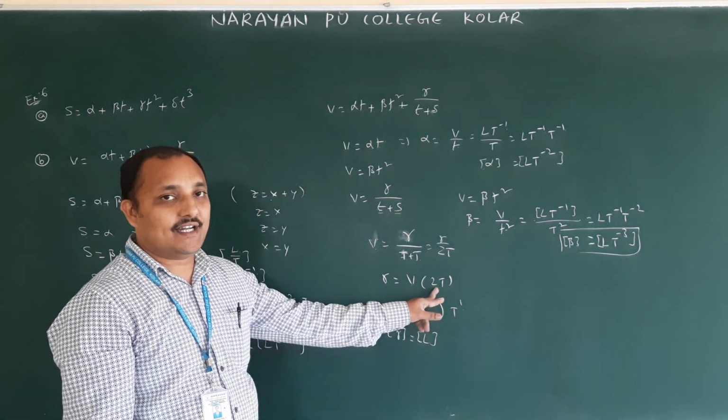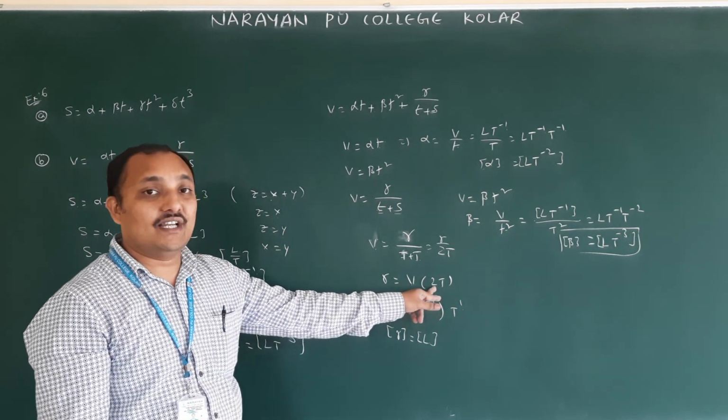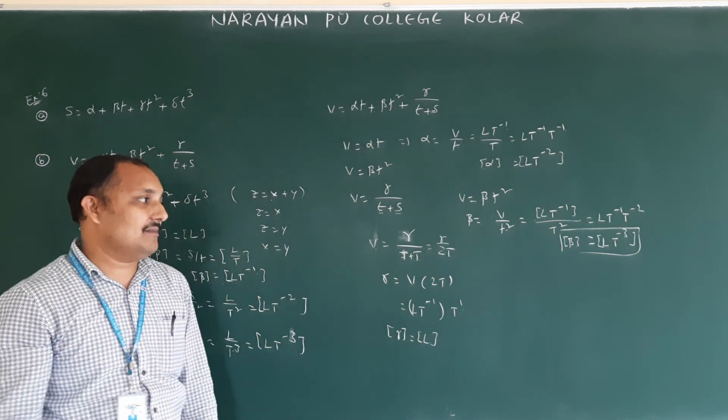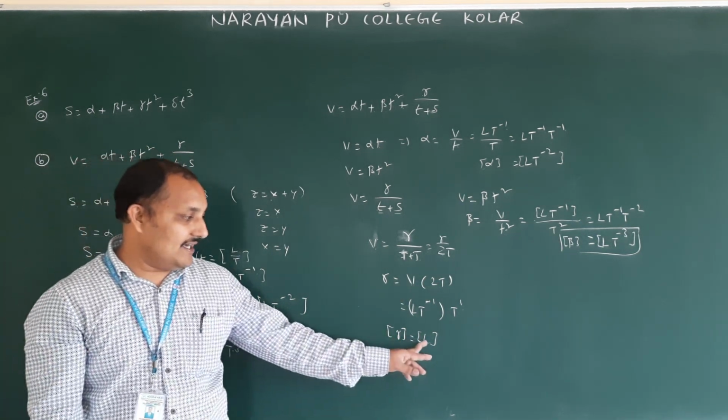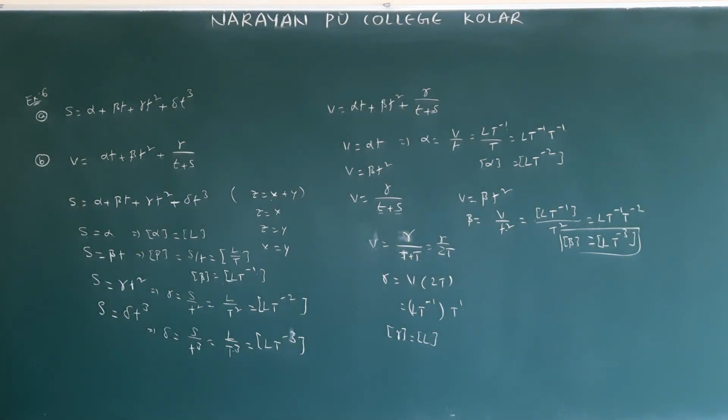Why we didn't write 2? Because in dimension formula we don't need to write constants. That is the only limitation. Okay. So dimension formula will not give any information about constants. So dimensionally, gamma is equal to L. That is example 6. Next is example 7.